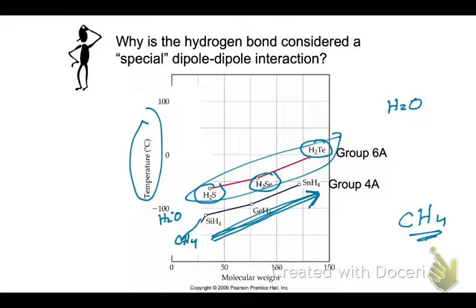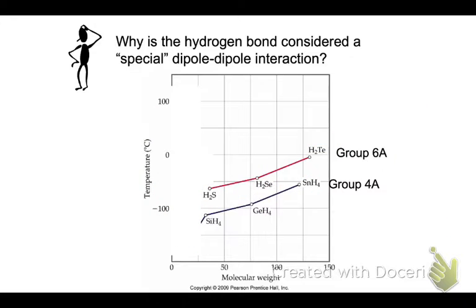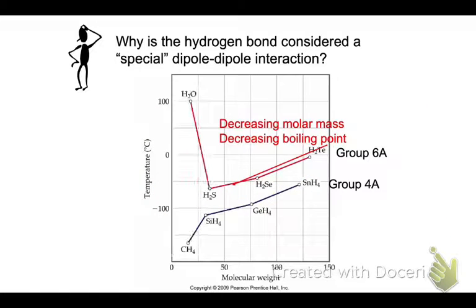Now let's see what reality is. That's my prediction. Now let's see where my reality is. For methane, I was right because it was only London dispersion forces. For water, I was wrong. Look how strong hydrogen bonding is, right? It didn't care that I am losing London dispersion forces by molar mass. The fact that it does exist increases the boiling point significantly. This is how strong hydrogen bonding is, and that's why we treat it as a special dipole-dipole.